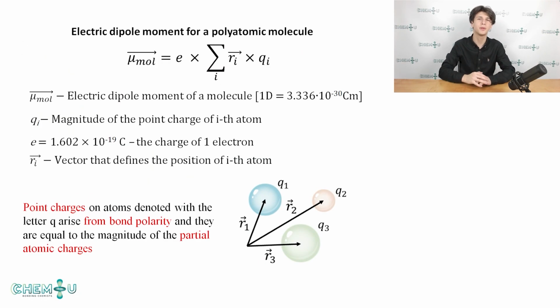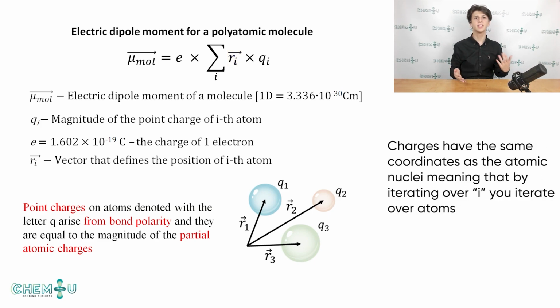So the dipole moment of a polyatomic molecule is a vector, and it can be calculated with the formula represented on the screen. Here the Qi is the magnitude of the ith charge, and Ri is the vector representing the position of the ith charge. Of course, we can assume that the charges have the same coordinates as the atomic nuclei, meaning by iterating over i, you iterate over atoms.